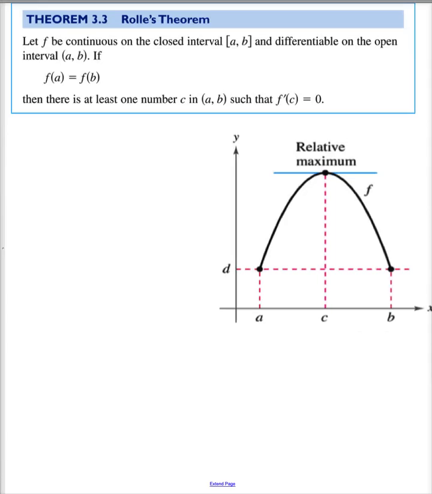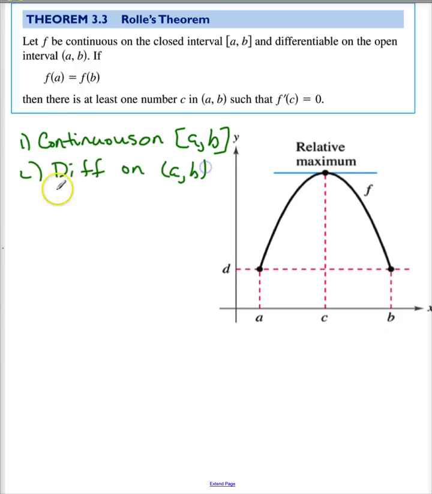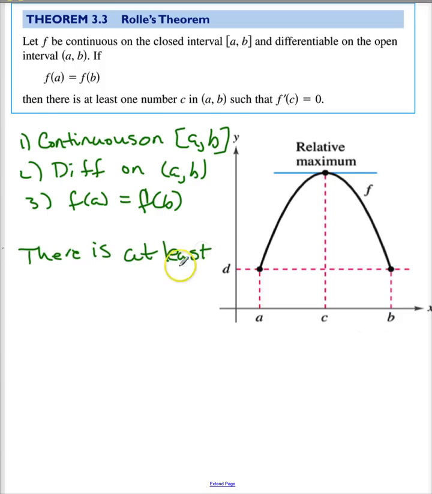Now let's look at Rolle's Theorem. Rolle's Theorem states that if f is continuous on a closed interval, and differentiable on an open interval, and if the functional values on the endpoints are the same, then there is at least one point, not necessarily exactly one, but at least one, c contained within (a, b), such that f prime of c is 0.